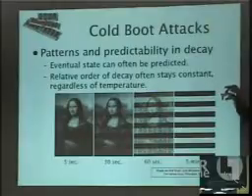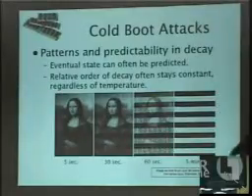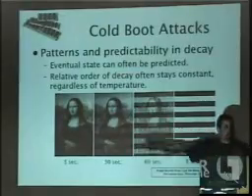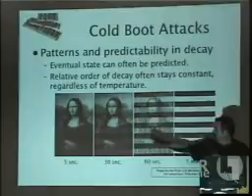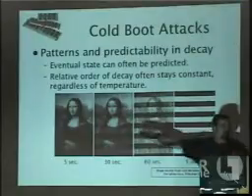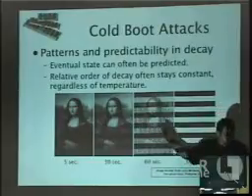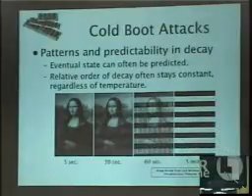Also, the relative order of decay often stays constant regardless of temperature. I believe what they're referring to in the paper, if you notice in these images here in the middle, you can kind of see some striations heading up and down. These are banks of MOSFETs that are decaying at a slightly different rate from their neighbors, but you'll notice there's patterns.